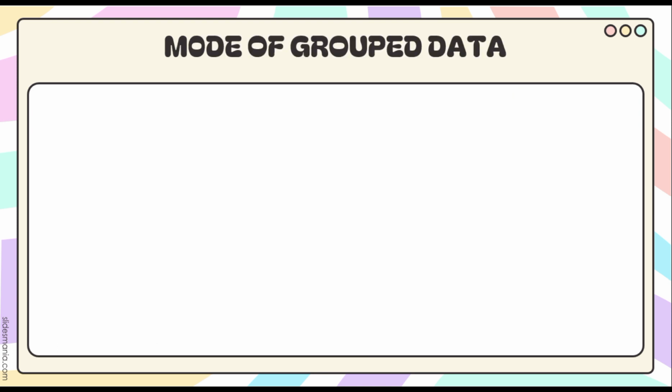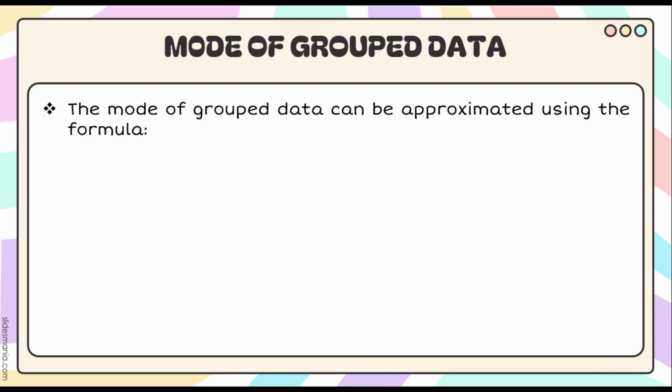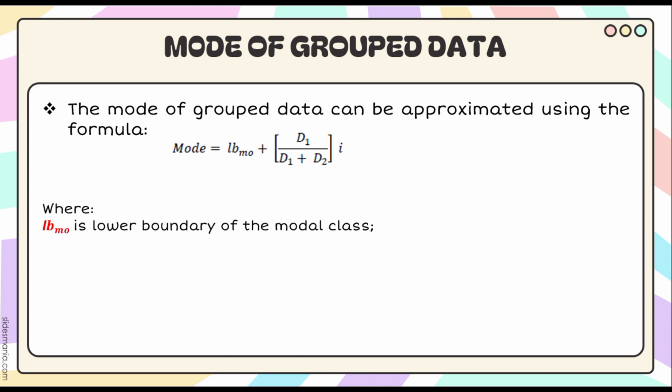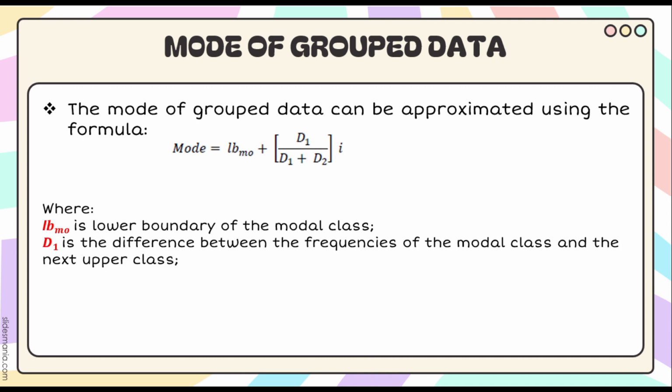Okay, next we have the mode of group data. So what is the mode of group data? The mode of group data can be approximated using the formula. Mode is equal to LB sub MO plus D sub 1 divided by D sub 1 plus D sub 2, times I. Where LB sub MO is the lower boundary of the modal class, and D sub 1 is the difference between the frequencies of the modal class and the next upper class.